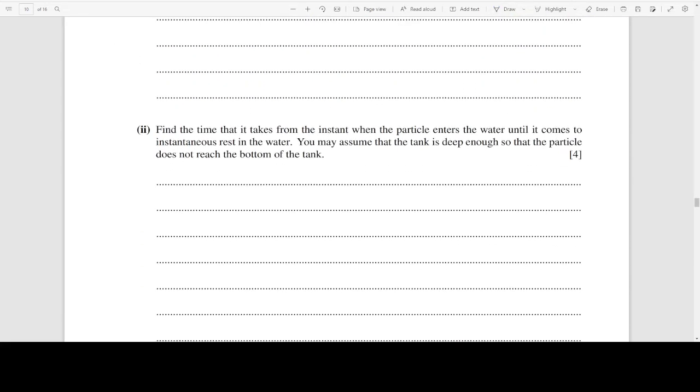Find the time that it takes for the instant when the particle enters the water until it comes to rest, instantaneous rest in the water. You may assume that the tank is deep enough so that the particle does not reach the bottom of the tank.